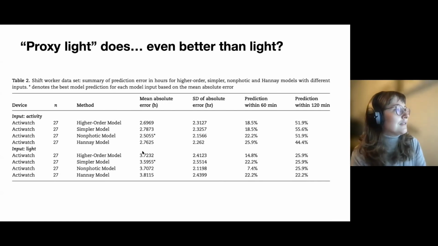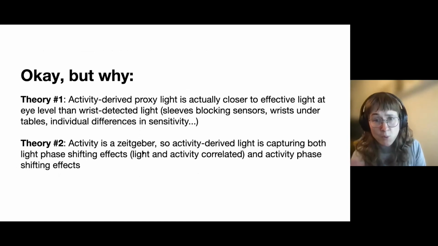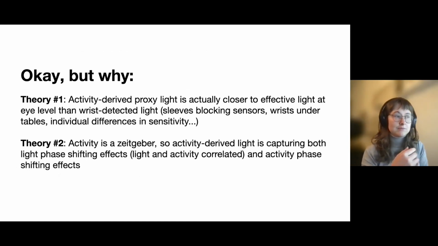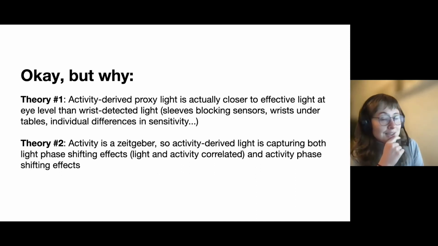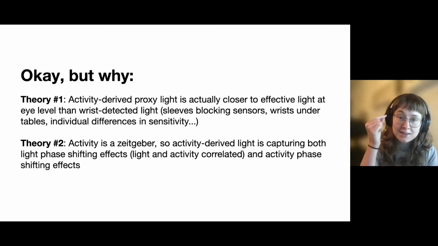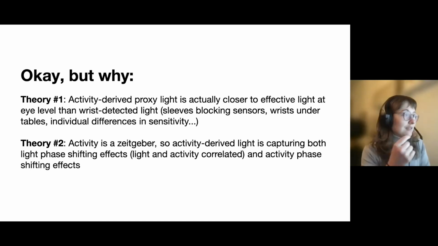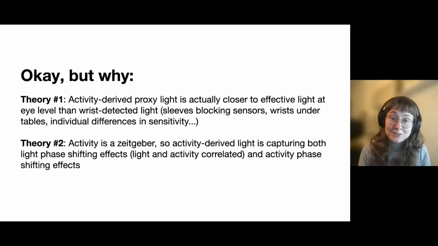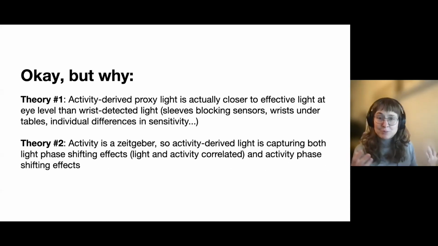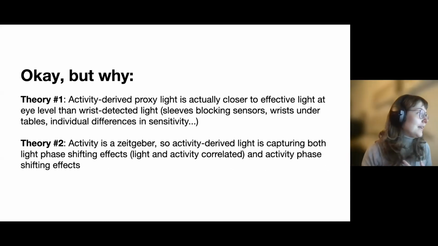And I think the natural thing to ask is, okay, why? And the two theories I kick around most are, number one, that activity-derived proxy light is actually closer to what you're getting at the eye. And the reasons for that are many. Like this was data collected from Michigan. Michigan is cold. People wear sleeves. Sleeves can cover light sensors, but they can't prevent the recording of activity counts.